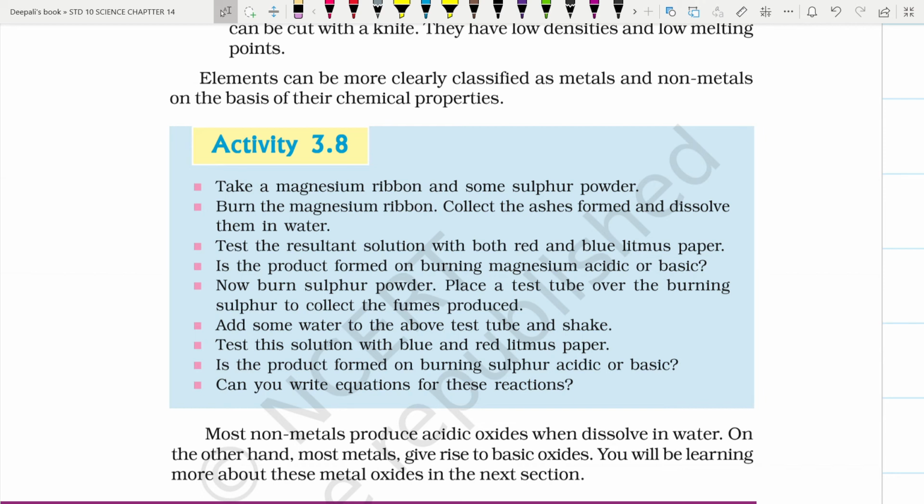Now burn sulfur powder, place a test tube over the burning sulfur to collect the fumes. Add some water to the test tube and shake. Test this solution with red and blue litmus. Is the product formed by burning sulfur acidic or basic? So we'll see that sulfur oxide is obtained and it is acidic in nature.